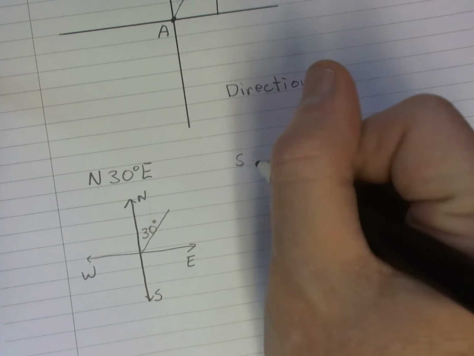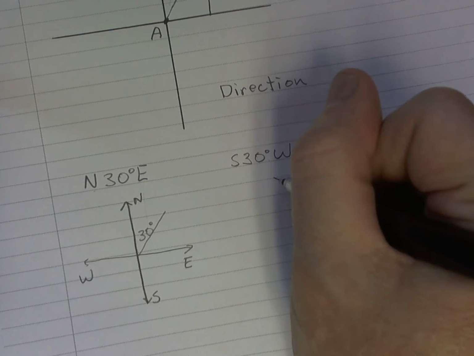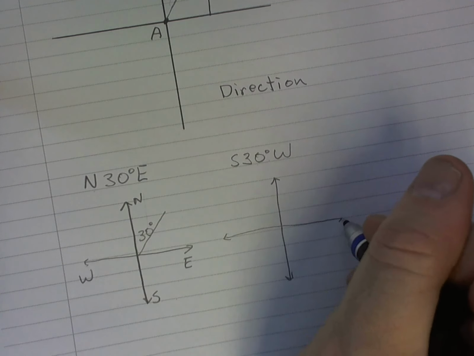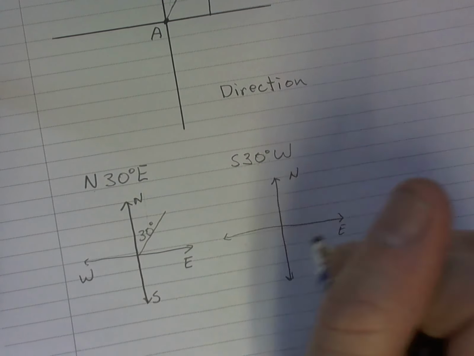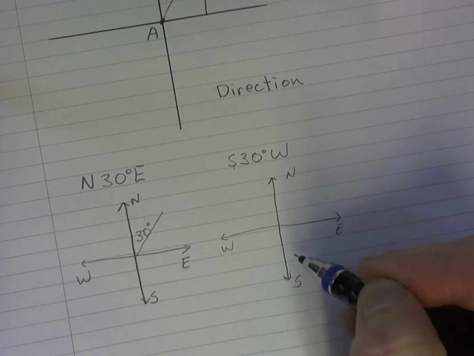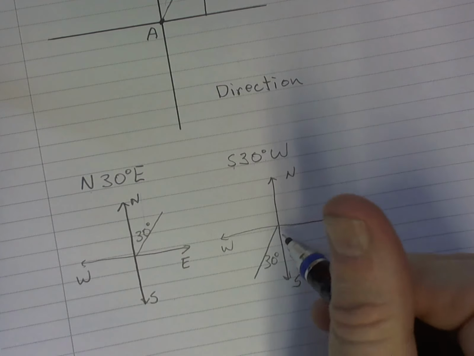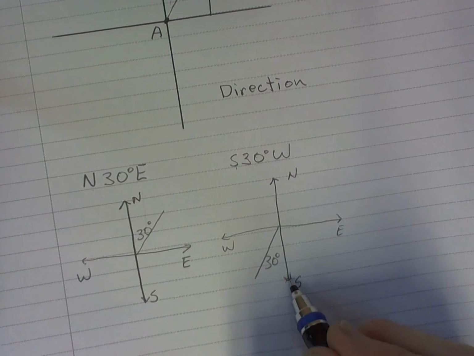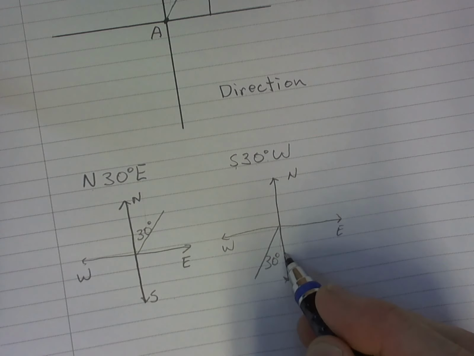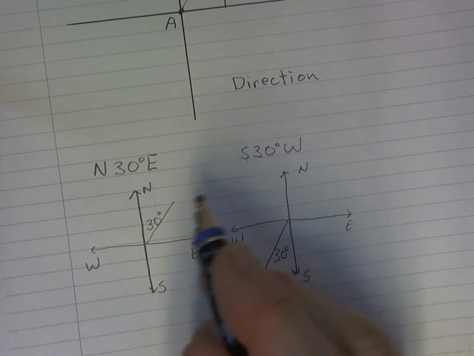Now let's suppose we have south 30 degrees west. Let's see what that would look like. We draw our axis once again, and we have north, east, west, and south. We start with the south, and we want to go 30 degrees toward the west. So it would be this angle here. From south, do we go east or west? Well, 30 degrees toward the west. So we do our rotation from this vertical axis, 30 degrees up toward the west. But we're always going from the vertical axis.